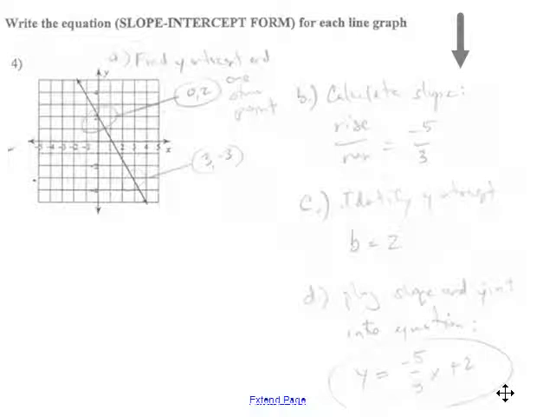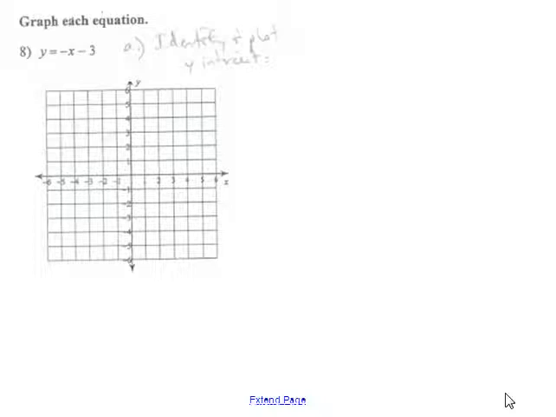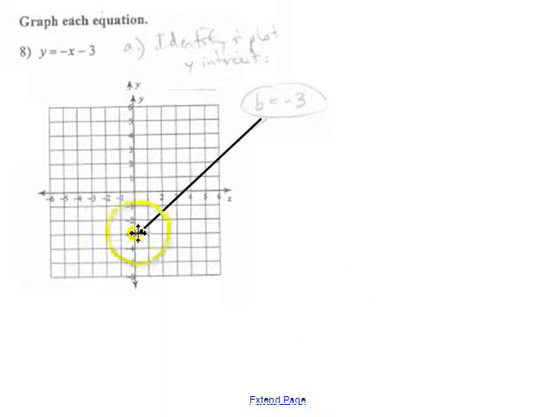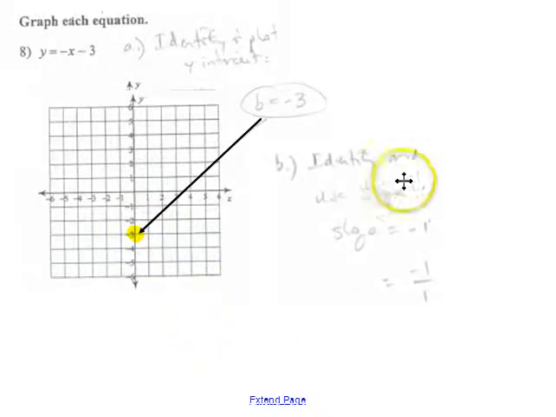Like I said, the review packet has quite a few more of these problems that you can practice. Graphing. If I give you the equation, you should be able to draw the graph. First step, identify and plot the y-intercept. Well, the y-intercept is that value right there, negative 3. So there it is, negative 3 plotted on the graph. Second step, figure out what the slope is. Well, the slope, it says here, m.